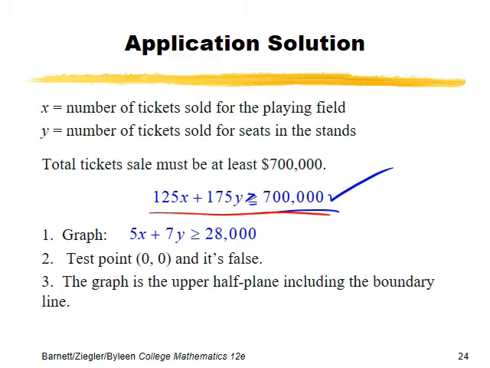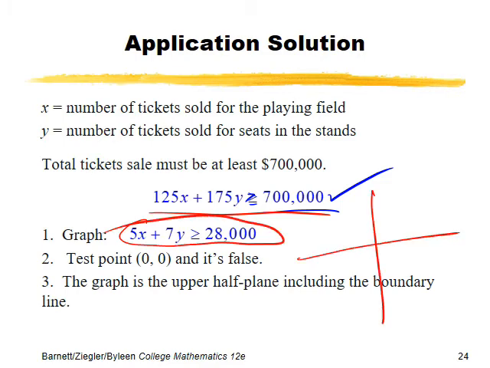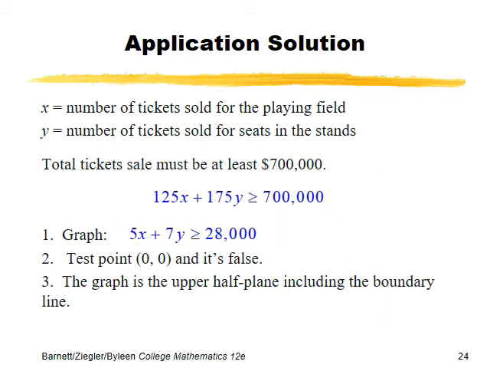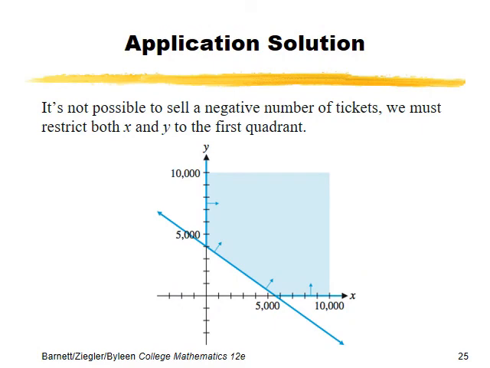So we can divide the whole equation by 5. We can divide by 25. So this equation is reduced to this one. We make the graph of this inequality and choose the test point and see which half plane would be the solution region. This is the graph of the linear inequality.